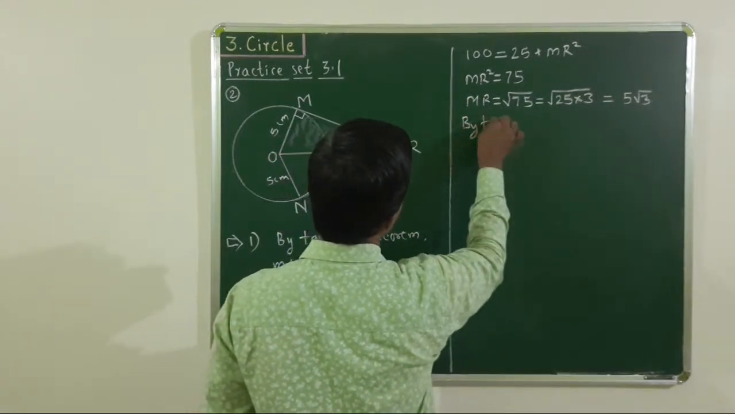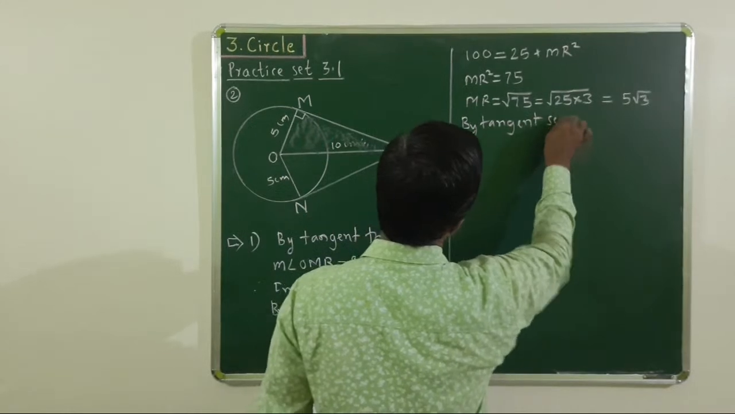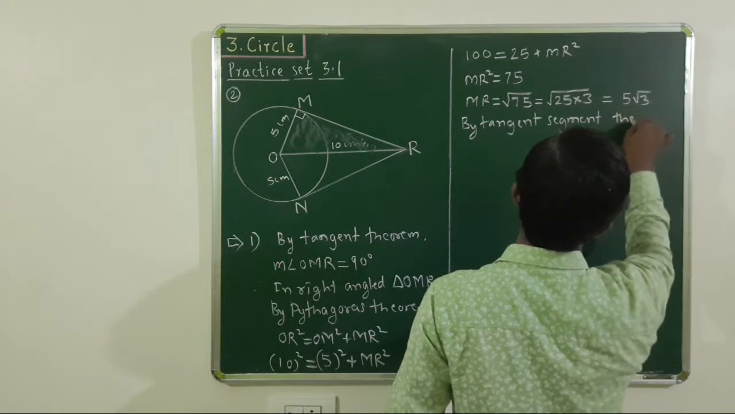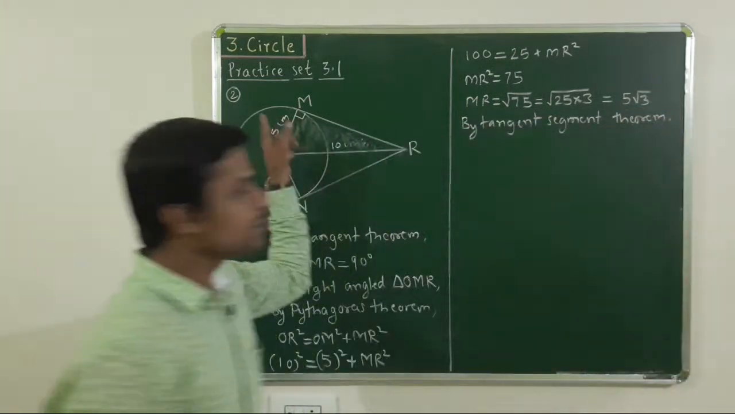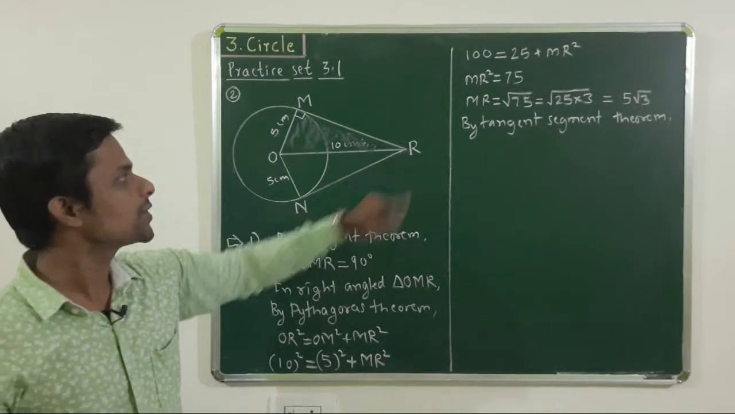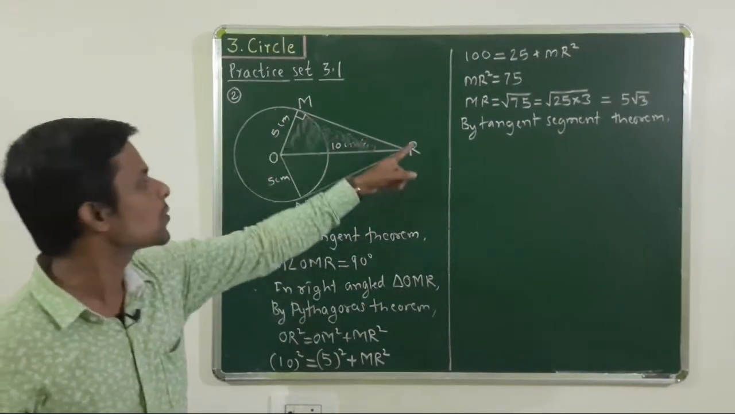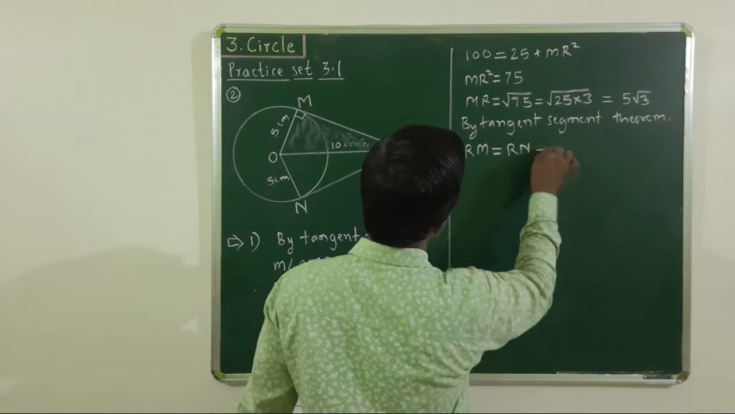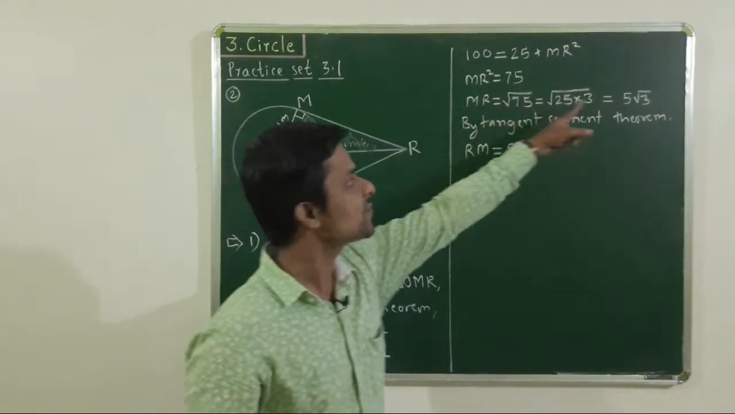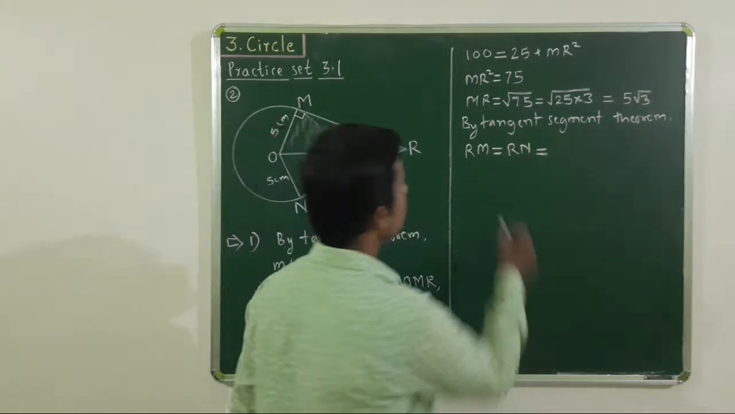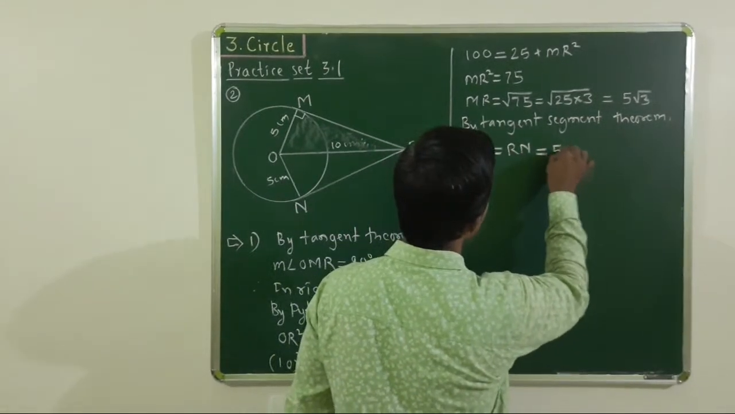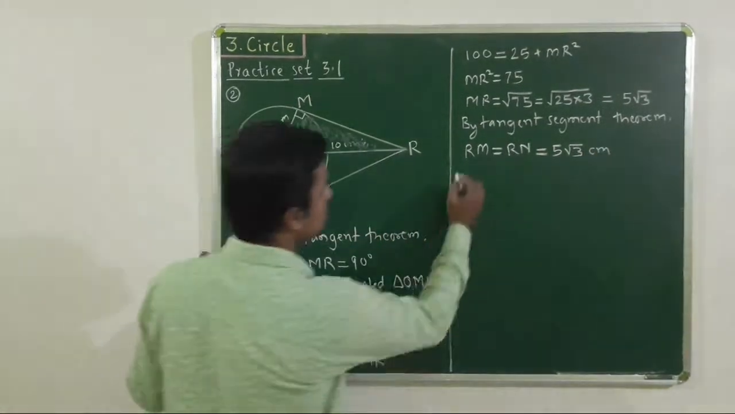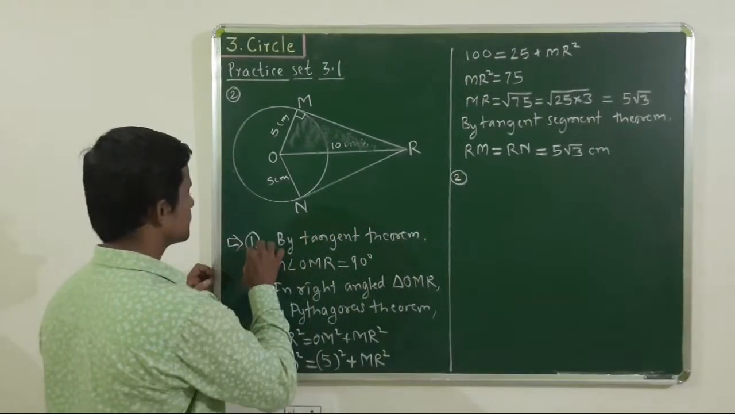Hence, by the tangent segment theorem that we have proved just now, tangent segments drawn from an external point are congruent. Hence, RM is congruent to RN. RM is equal to RN, and RM is MR, that is 5 root 3. Therefore, RN is also 5 root 3. Means RM is equal to RN is equal to 5 root 3 centimeters. This is the answer of the first sub question. Now we will move towards the second sub question.